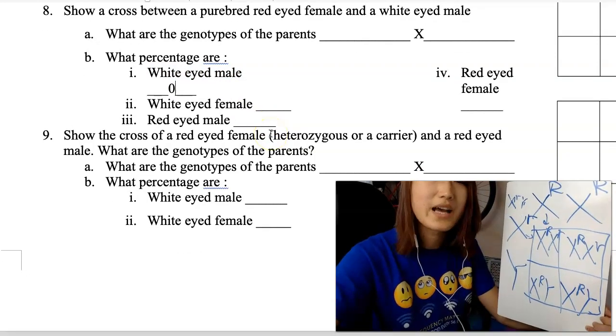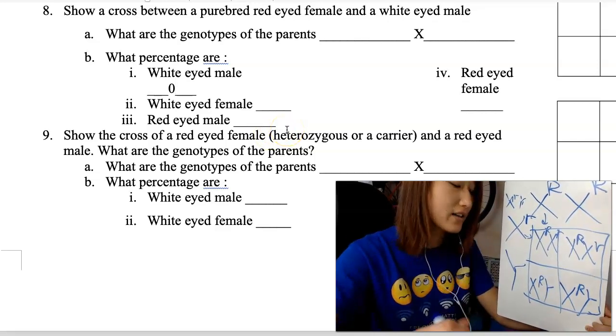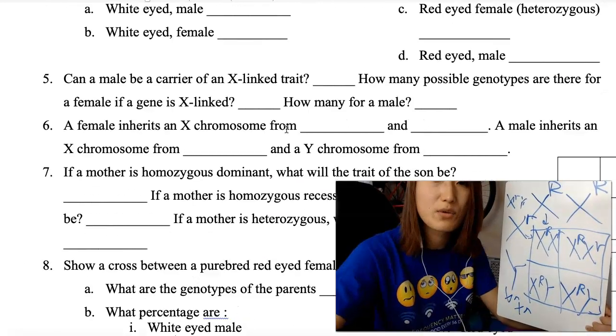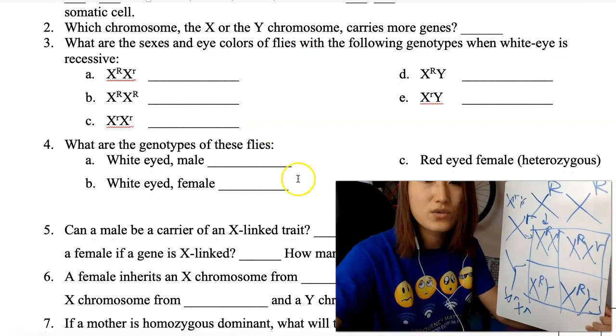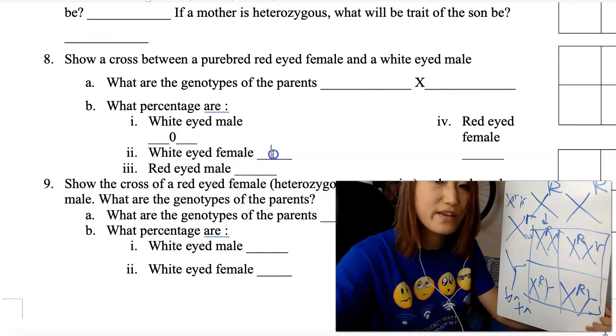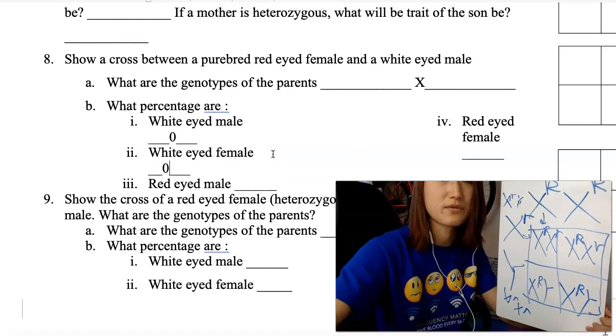And then it's asking for a white-eyed female. A white-eyed female has to be X little r X little r. So you have to be really comfortable with what we did with these two questions before you can even move on to these types of questions, right? Do we see any of that? No. So the answer is 0 as well.